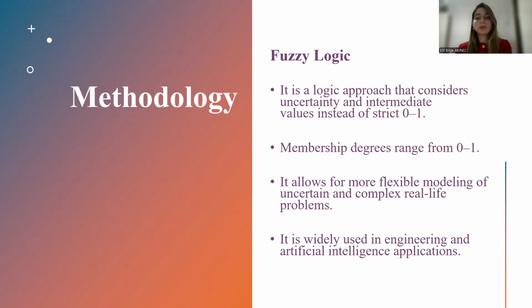Methodology. Firstly, we will start from fuzzy logic. Fuzzy logic, unlike the strict 0 and 1 structure of classical logic, is a mathematical apparatus that takes into account arbitrary and intermediate values. The membership of an element in a set is not expressed as a definite yes or no, but rather as a degree range.